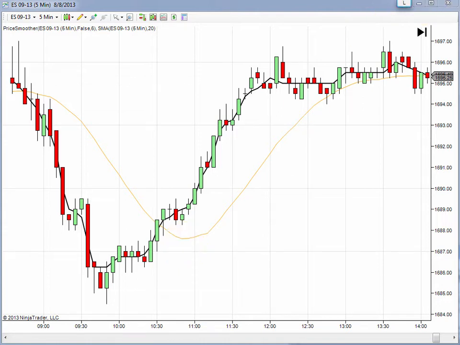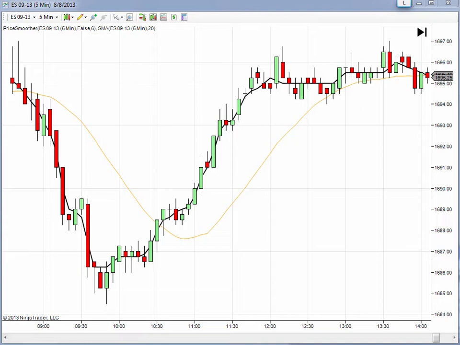Now, some people will say, well, that's one of the downfalls of the simple moving average. But if you're a band trader, Bollinger Bands, Keltner Bands, things like this, you're going to be using that simple moving average in many cases to make those calculations. And so we see the simple moving average used quite a lot.